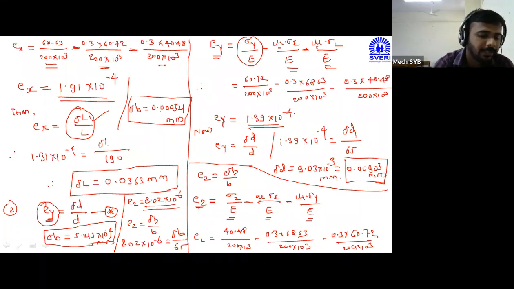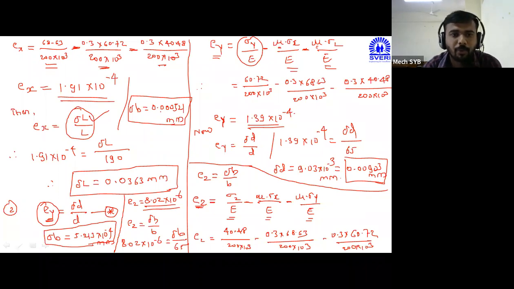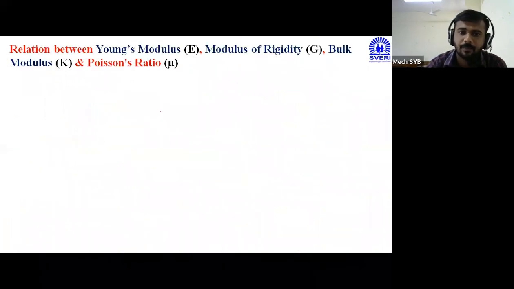Okay, so with this we have finished this particular type number 4, that is problems based on the calculation of volumetric stress, volumetric strain, and the change in volume calculation and change in dimensions. Okay, and now we will start the last type of this particular chapter number 1. You can write down the heading: relation between Young's modulus E, modulus of rigidity G, bulk modulus K, and Poisson's ratio mu.